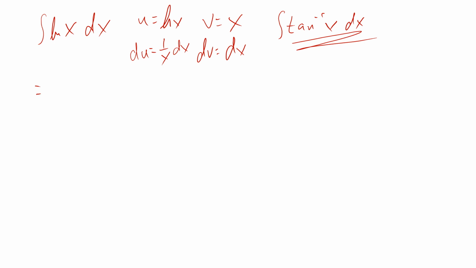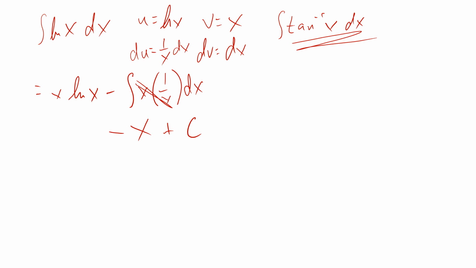So we can plug it into the equation. u times v, that'll be x ln x, minus the antiderivative of v times du, that's going to be x times 1 over x dx. These guys cancel to make 1. The antiderivative of 1 dx is just x. So we have x ln x minus x plus c. That's the antiderivative of a natural log.